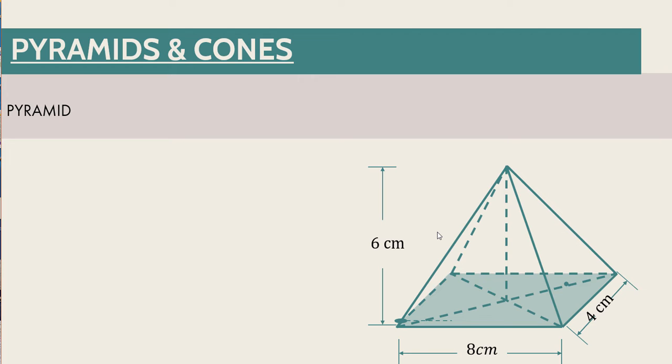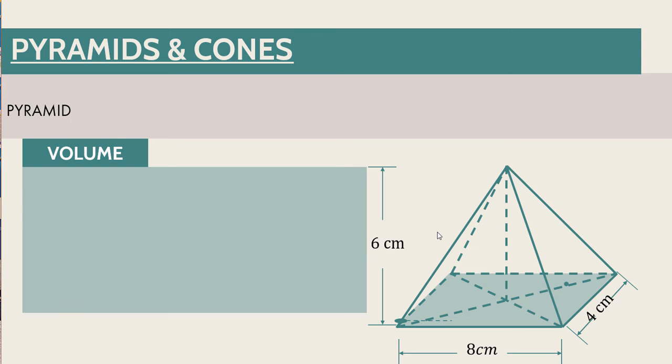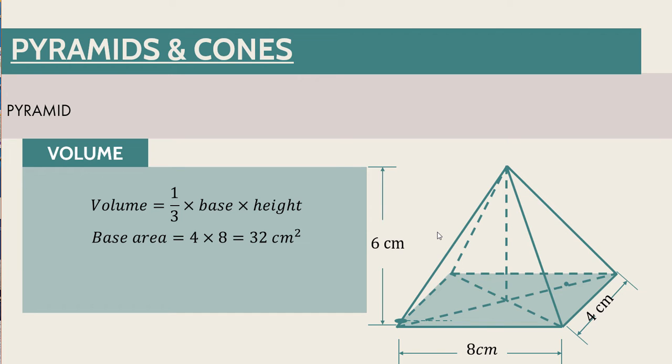For example, if we have this pyramid, the base is a rectangle of length 8 cm and width 4 cm. The height of the pyramid is 6 cm. Now applying the formula, the volume equals 1/3 times base times height. The base area is 4 times 8 equals 32 square centimeters. Now the volume is 1/3 times 32 times 6 equals 64 cubic centimeters.